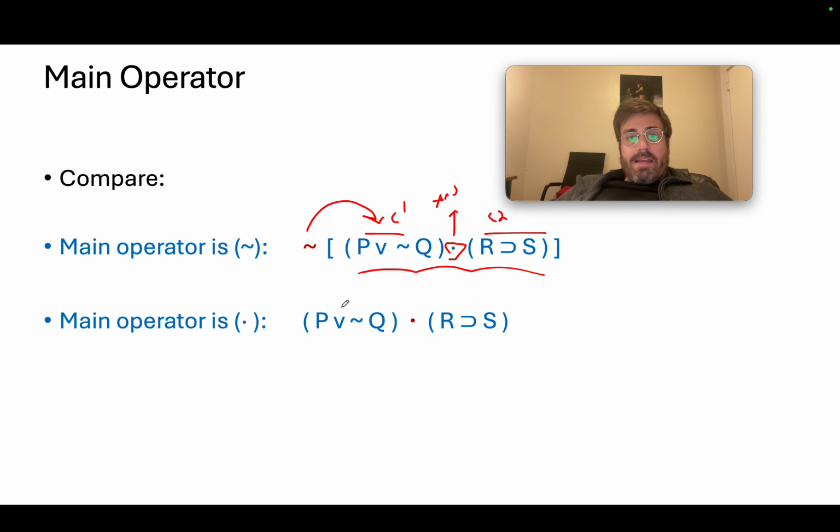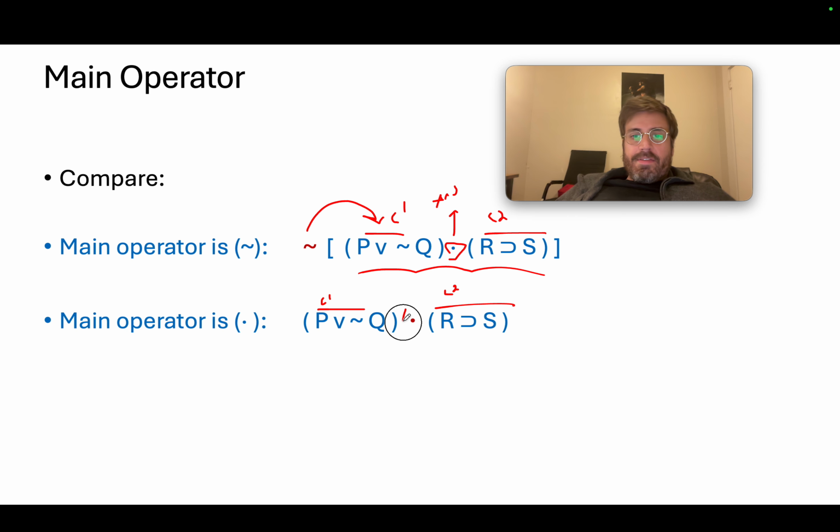In this case, we don't have a tilde that is negating anything. We just have two conjuncts. This is our first conjunct, either P or not Q. This kind of constitutes conjunct 1. And then conjunct 2 seems to be brought together by horseshoe, if R, then S. So this sentence reads, both either P or not Q, and if R, then S.